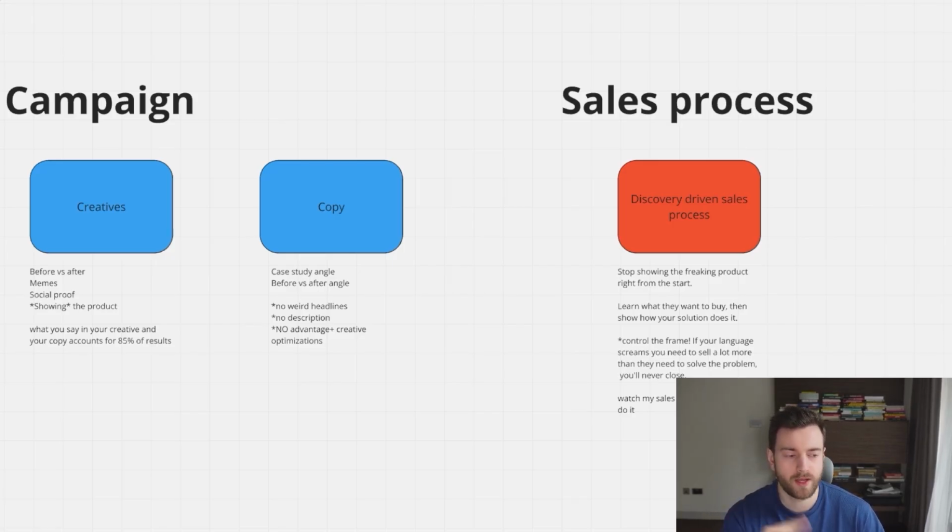Control the frame. It's not that advanced of a tactic, it's just a lot of founders don't get it. If you're super needy in your conversations, if you start the calls with, oh, thank you very much for finding some time in your busy schedule to look into our solution, no chance you sell high ticket to them this way.